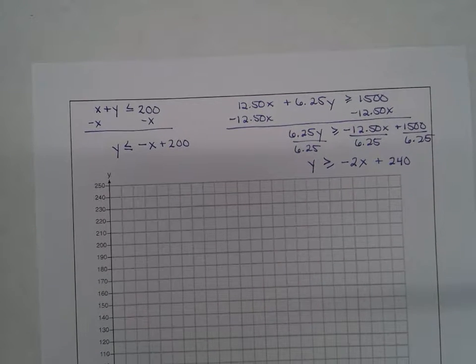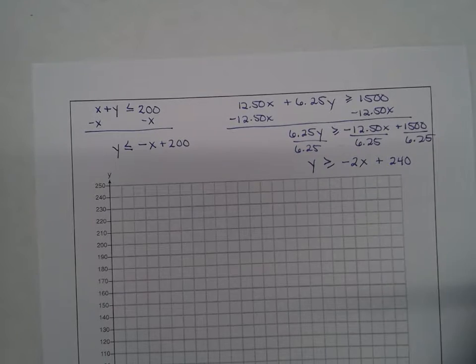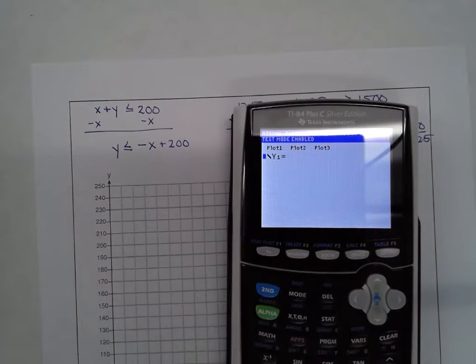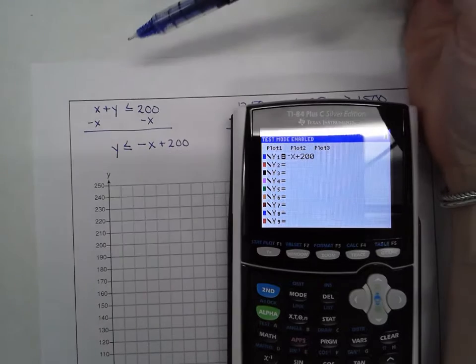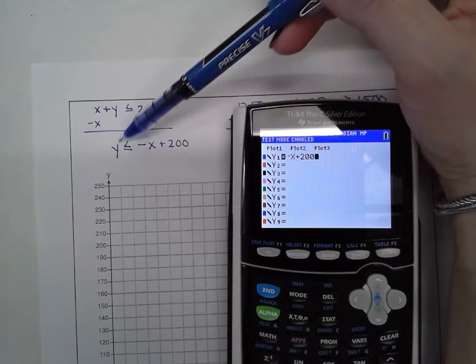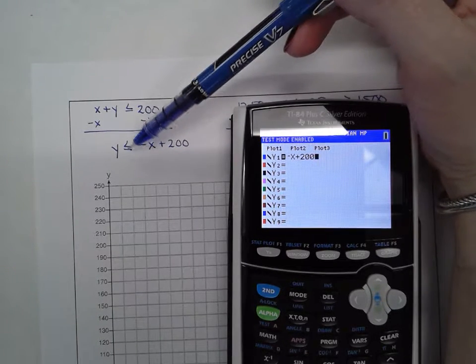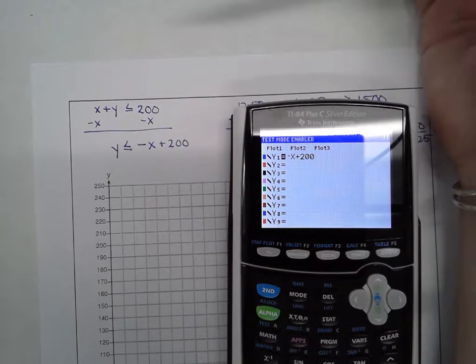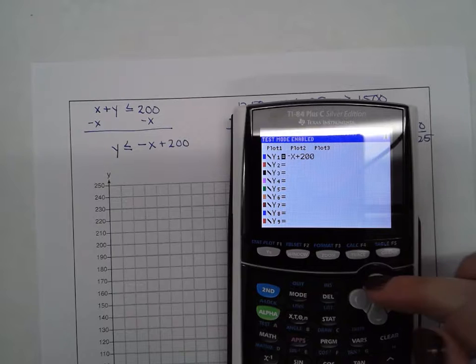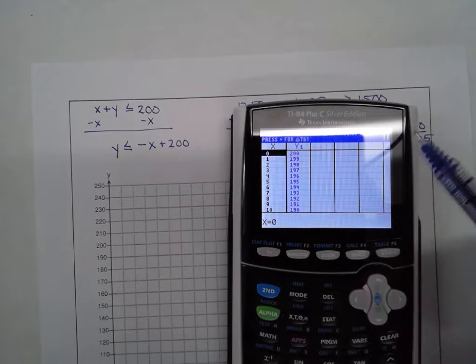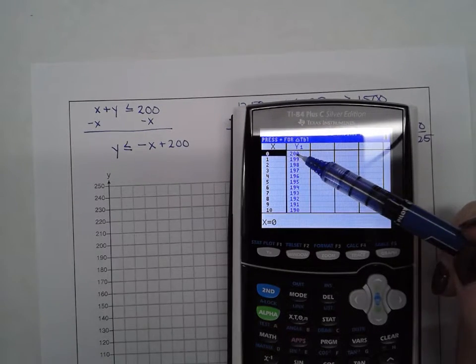To get the points for these, I can use my calculator. So on my calculator, I'm going to do the first one, negative x plus 200. It's an inequality, so I have to decide for myself, am I using a solid line or a dotted line, and where do I shade? I've got to do that on my own, but at least I can get the points from my calculator. I'm going to go to the table. When x is 0, y is 200.